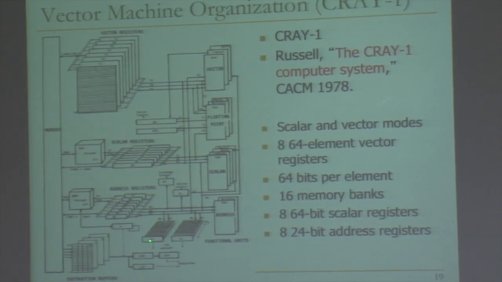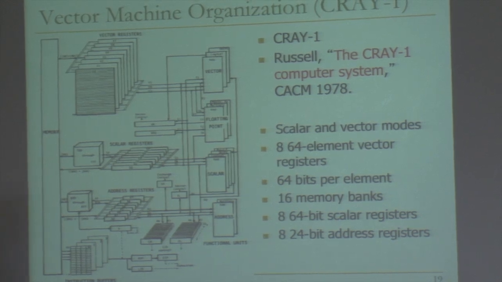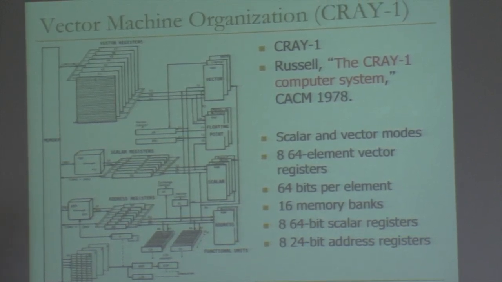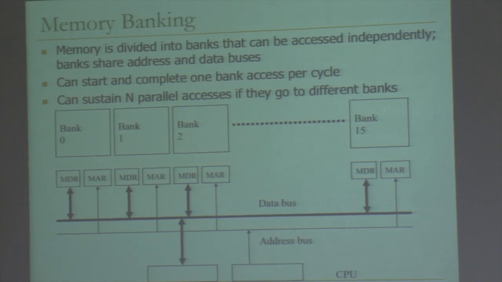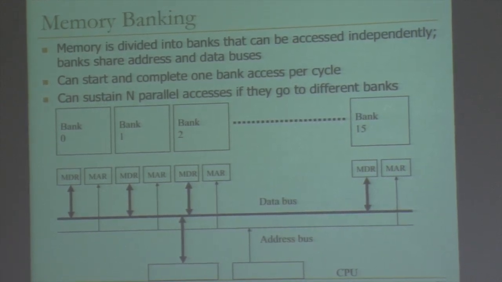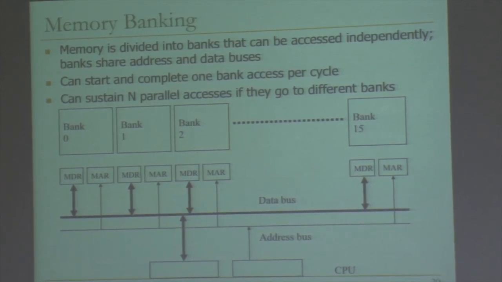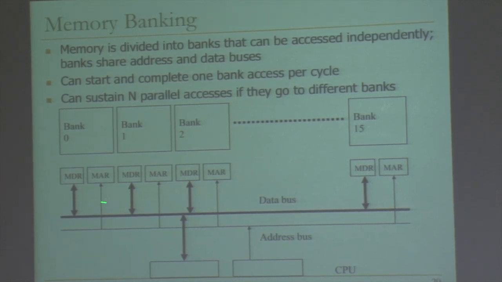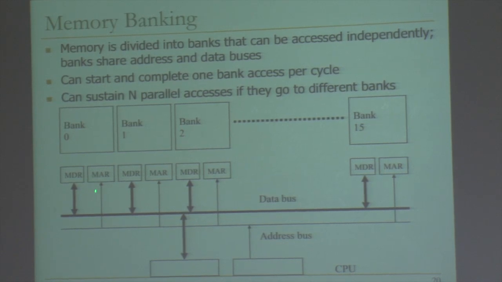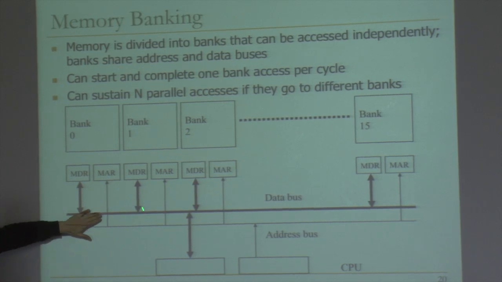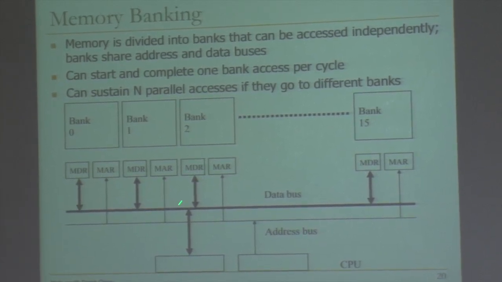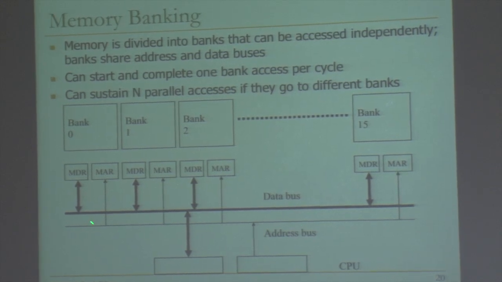OK. So memory banking, I talked about banks, and you see that there are banks over here somewhere. Well, I guess you have 8 address registers here, but that's OK. Memory is divided into banks that can be accessed independently. And banks share address and data buses. This is one example of this. You have 16 banks. This was actually similar to what Cray's memory system looked like. And each bank has a memory data register and memory address register. And the banks, for cost reasons, are not completely independent. You can access the banks independently, but you cannot start an access to 2 banks at the same time, because they share this expensive data bus and this a little bit less expensive, but still expensive address bus.